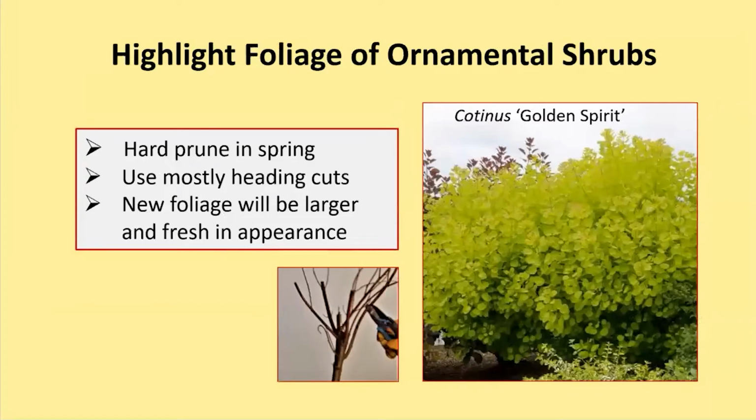Now, sometimes we grow the ornamental shrub because we really like the foliage. A good example would be this Katina's Golden Spirit. So in this instance, you could use a different approach, which is hard prune in the spring to stimulate a flush of new foliage that will have bigger leaves, fresher in appearance, and you're using mostly heading cuts. So you're actually cutting the stems to a fairly short distance. It could be anywhere from 2 inches to maybe 6 inches, depending on how high you want the foliage to grow. I've done this to my smoke tree because I like the foliage over the flowers, and I've had excellent results.